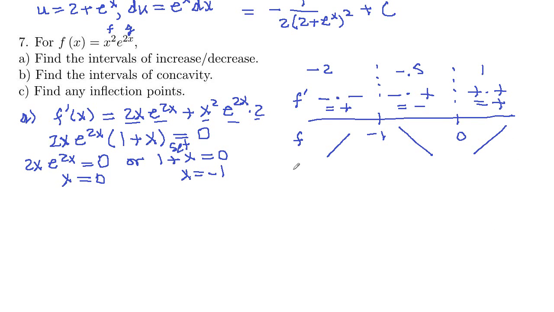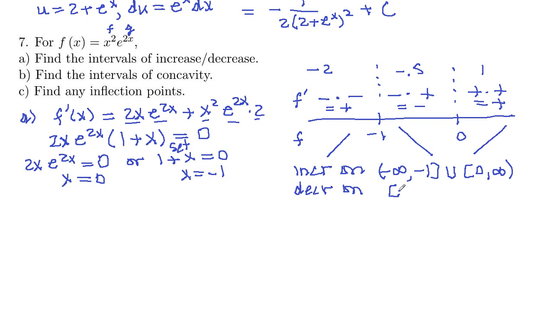So your increasing intervals are going to be negative infinity up to negative 1. So that's this piece here. And then also 0 to infinity. And remember, you include the endpoints. And then it'll be decreasing on this interval here, negative 1 to 0. So that's our first derivative.